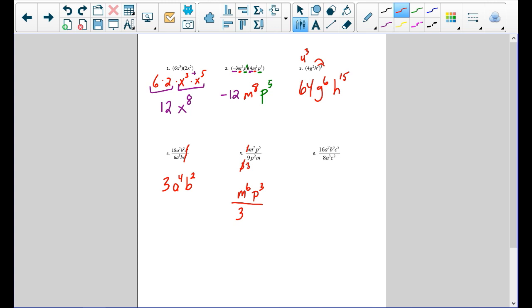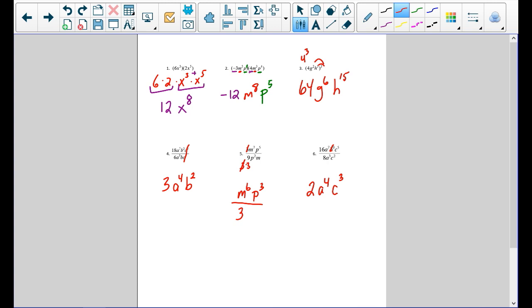And last one, 16 divided by 8. 2. So A's, A to the 7th over A to the 3rd, so 7 minus 3 gives me A to the 4th. Looking at my B's, B to the 0 is 1, right? Since I have something here, I'm just going to cross it out. Okay? If I don't have anything, I'd put the 1 in there as a value. But anything times 1 is what I have, right? So I don't need it. And then C to the 5th over C squared, 5 minus 2, C to the 3rd.